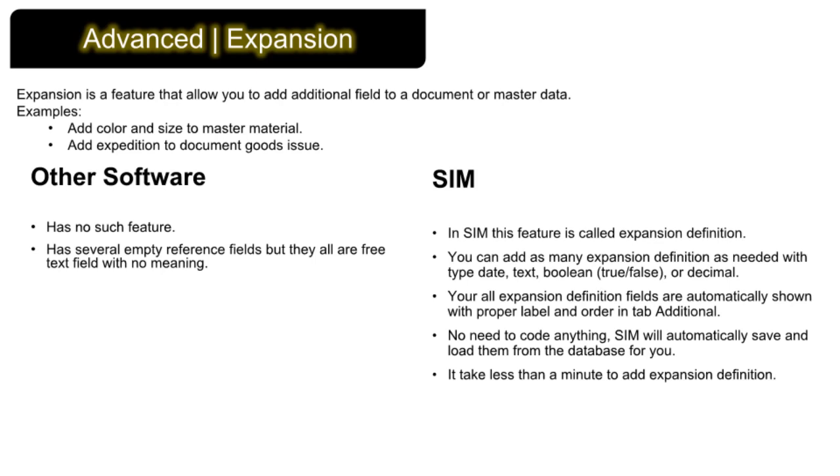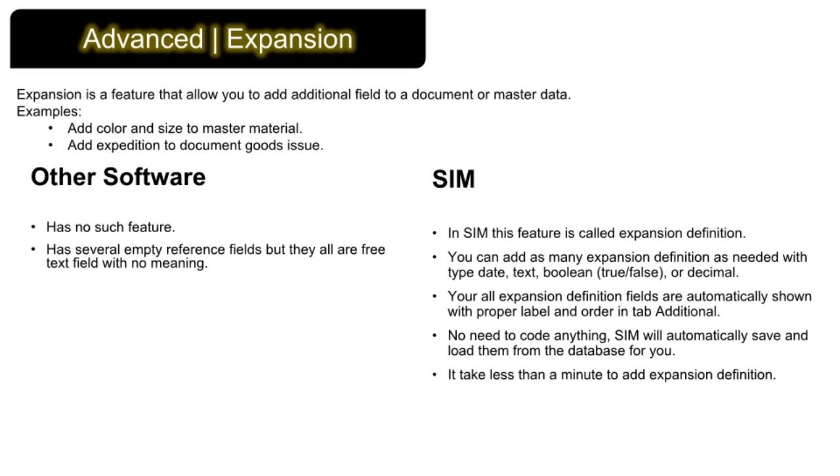Well, Sim also has a similar feature called expansion. The purpose is to add things that the original Sim does not have. For example, in Master Material you can add additional fields such as color and size. Or in Goods Issue document you add an additional field called Expedition to fill in with the expedition vendor that you used to send your goods to the customer.